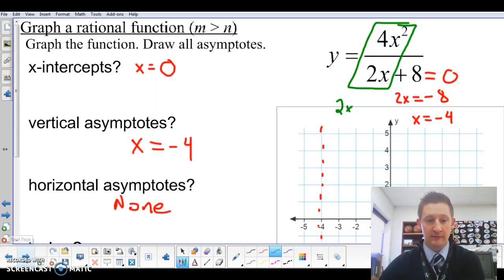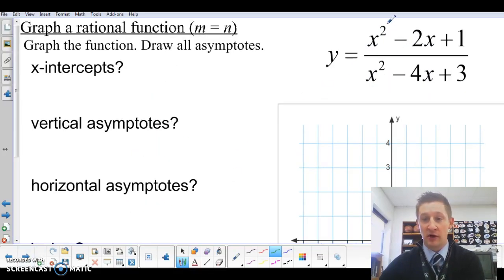And one more example to look at. And that would be when my numerator's degree is the same as the denominator's degree. Both of these have x squared in them. So let's think about this. First of all, where are the x-intercepts? Well, whatever makes the numerator equal 0. Now, not quite as easy.